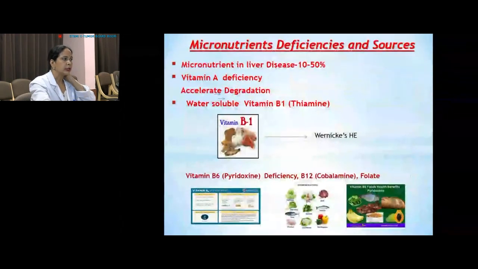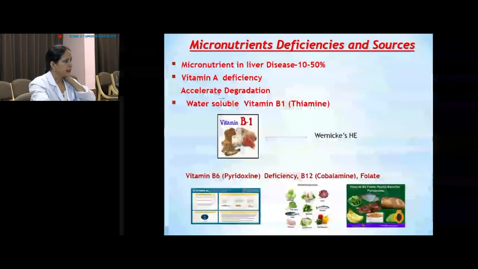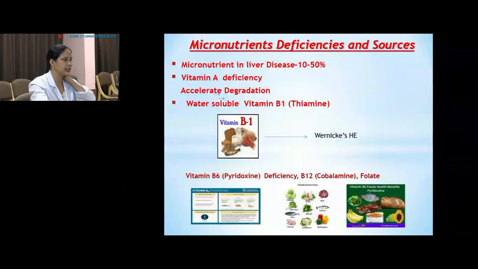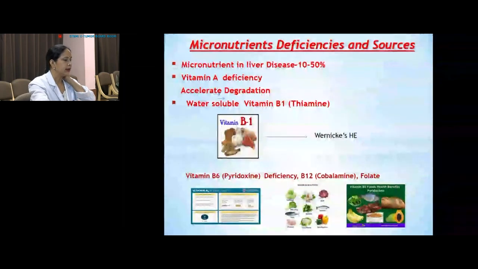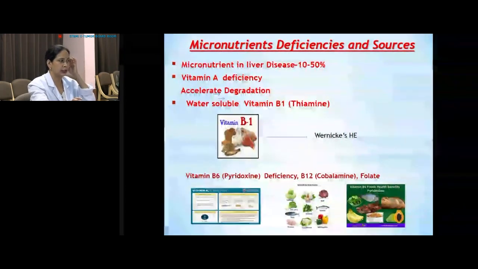Micronutrient deficiency in liver cirrhosis: up to 10 to 50% of patients are found to be deficient in micronutrients. Vitamin A deficiency is very prevalent in cirrhosis patients. That leads to accelerated degradation and affects maintaining the integrity of tissue and cells for biochemical processes like catabolism and anabolism. Water soluble vitamins.